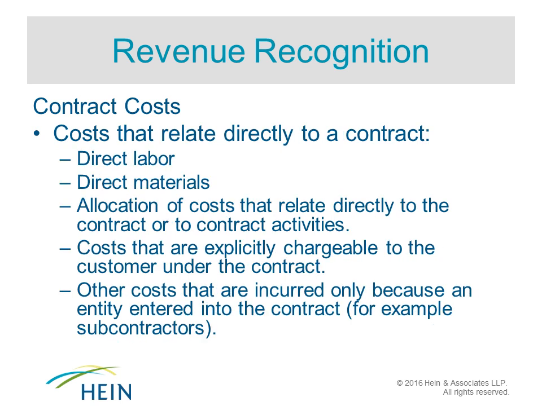Some examples of costs that relate directly to a contract would be direct labor, salaries and wages, direct materials or supplies, and allocation of costs that relate directly to the contract or to contract activities. That might even be the supervision over those projects directly, or insurance that you had to obtain specifically, things like that. Also costs that are explicitly chargeable to the customer under the contract, and other costs that are incurred only because an entity entered into the contract. An example of that would be subcontractors.